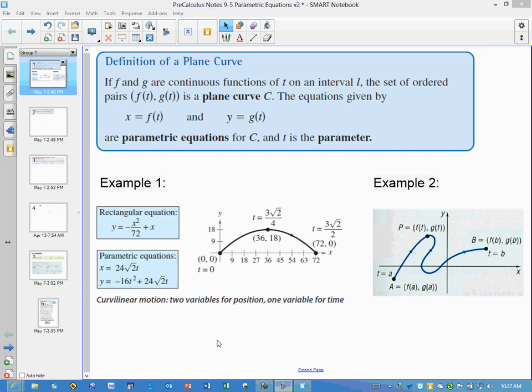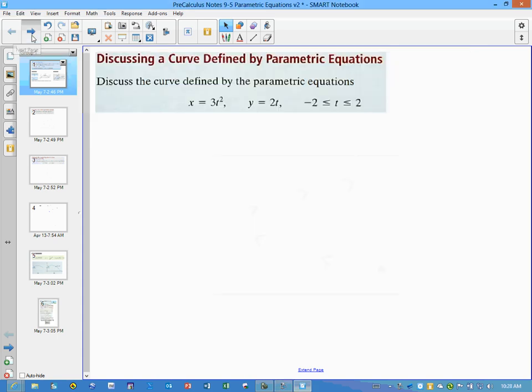So let's jump into some problems and see what we need to be able to do with these. First of all, we need to be able to discuss these curves. So they want us to discuss the curve defined by these two parametric equations. It's our x equation and our y equation, both of which are functions of t, which stands for time. Now, within our parametric equations, we're usually only interested in a certain interval for the parameter. Like here, we only care about time from -2 to +2.